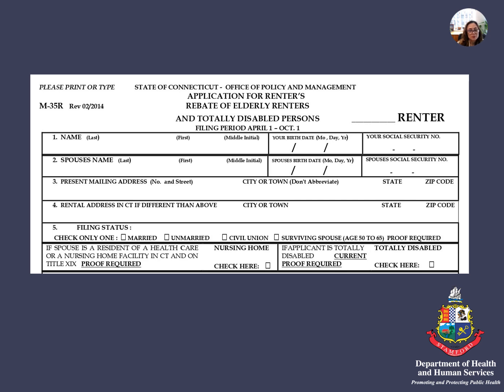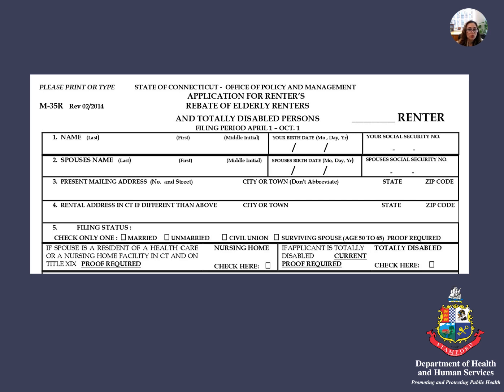Step 2, spouse's information. If you're married or live with a partner, you will also need to provide your spouse's information. Fill in their name, birthday, and social security number. Step 3, mailing address. Next, provide your present mailing address. Be sure to write out your city or town. Don't abbreviate it, and enter your state and zip code.